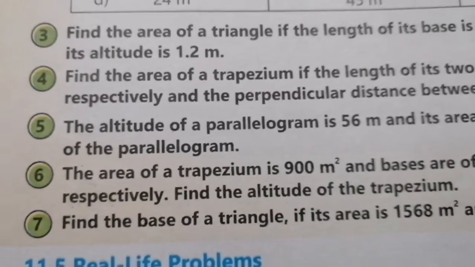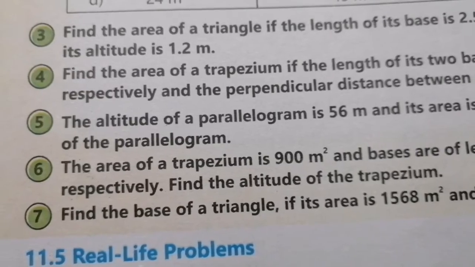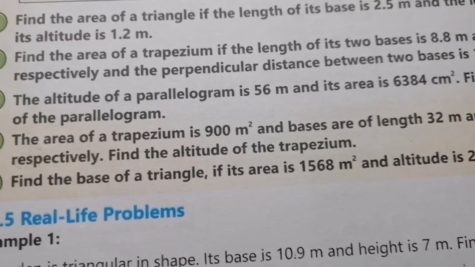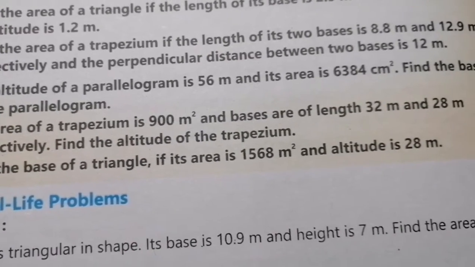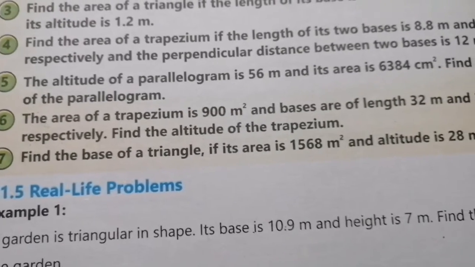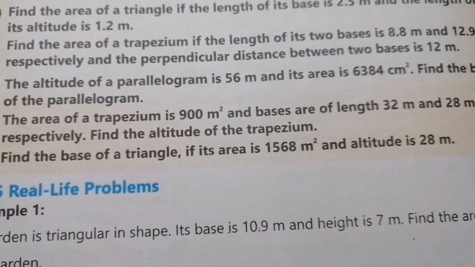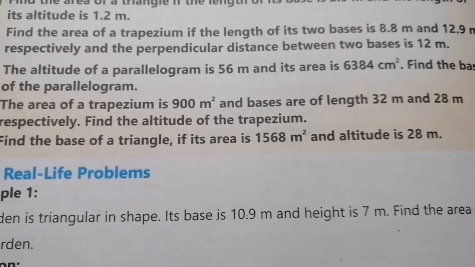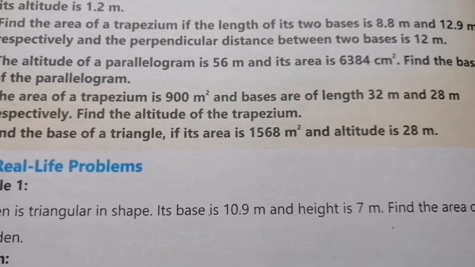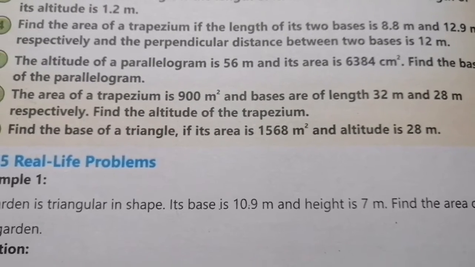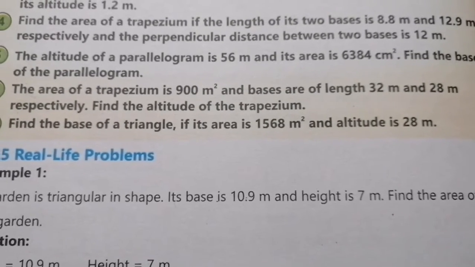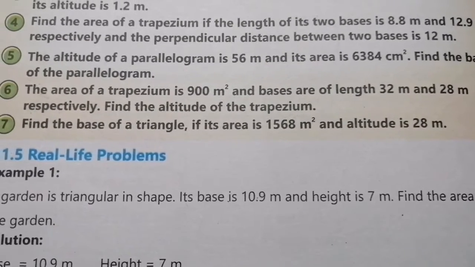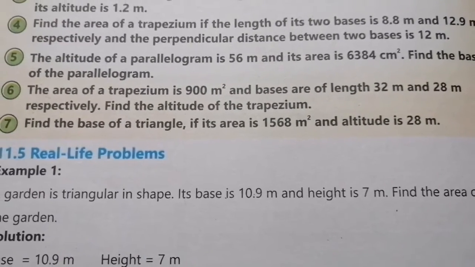Now find the area of a trapezium if the lengths of its two bases are 8.8 meters and 12.9 meters respectively, and the perpendicular distance between the two bases is 12 meters. So B1 and B2 are given, and the altitude is also given; perpendicular and altitude are the same thing. We have these three quantities, and we have to find the area of the trapezium.